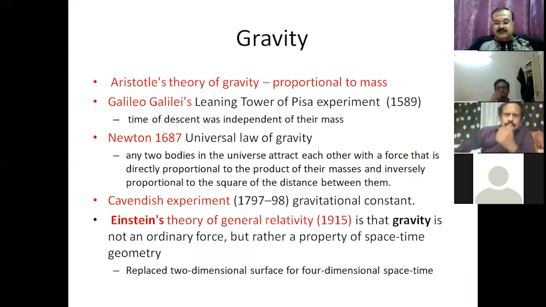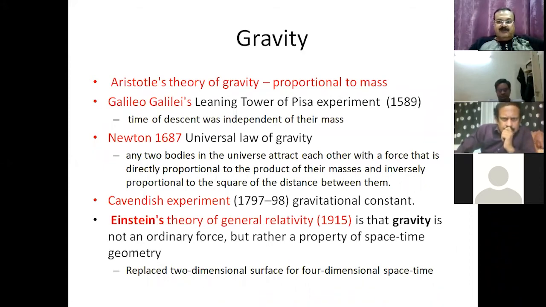The best example that I use to tell you how the established concepts of their time change is gravity. The first concept of gravity was given by Aristotle, who said that gravity is proportional to mass. This was challenged by Galileo in his Leaning Tower of Pisa experiment, where he threw two balls of similar size but different masses and proved that the time of descent is independent of mass. It is the size of the ball which determined the descent.